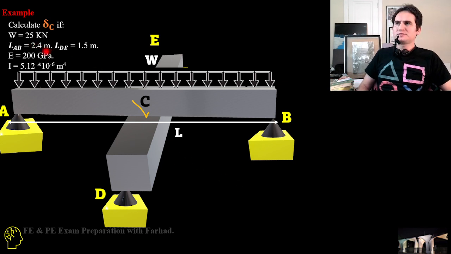distributed load of 25 kilonewton per meter all over the span of the top beam, length of AB is 2.4 meters, length of DE is 1.5 meter, modulus of elasticity is 200 gigapascal, and I, the second moment of area or moment of inertia, is 5.12 times 10 to the negative 6 meter to the fourth.